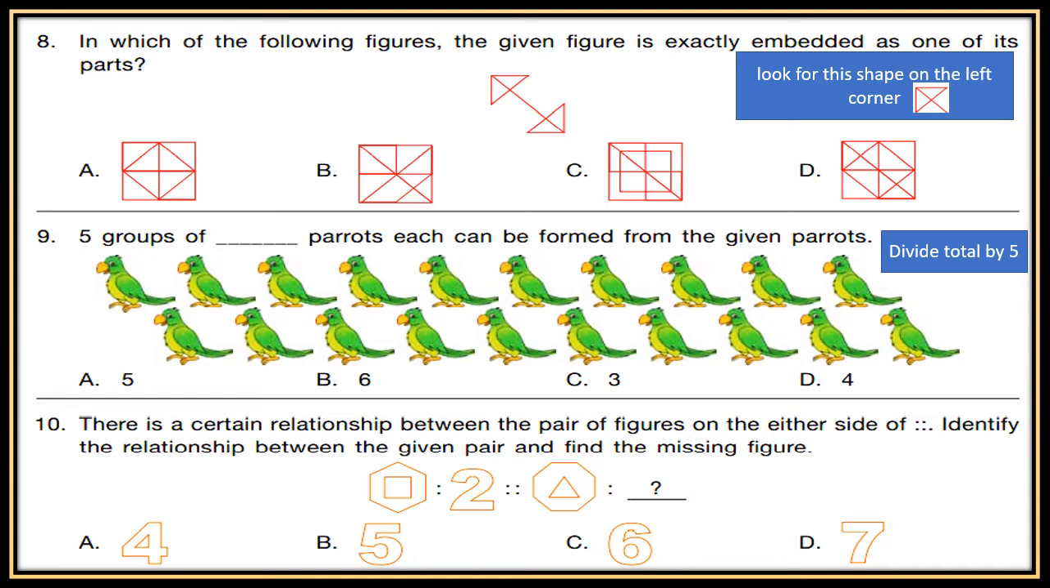The outer shape is hexagon and the inner shape is rectangle. So hexagon has 6 sides and rectangle has 4 sides. So it is related to 2. 6 minus 4 is 2. Now in the same way establish the relationship in the second pair.